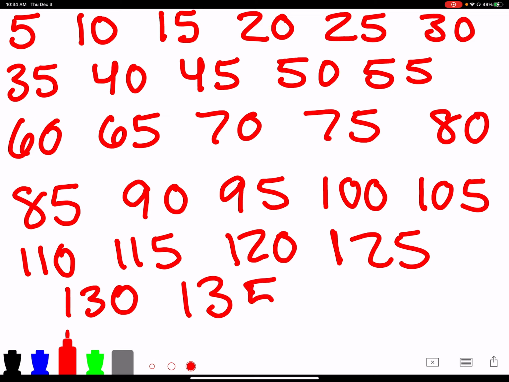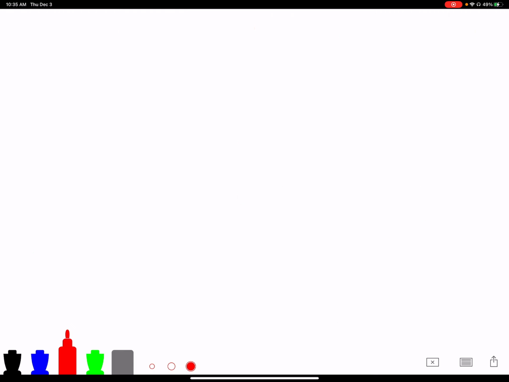130, got tongue-tied right there. So we were on 125, 130, and 135, and 140. Now we are going to pause on 140, so take a mental photo. We're on 140, so I'm going to clear this page, and then we're going to be on 145 next.